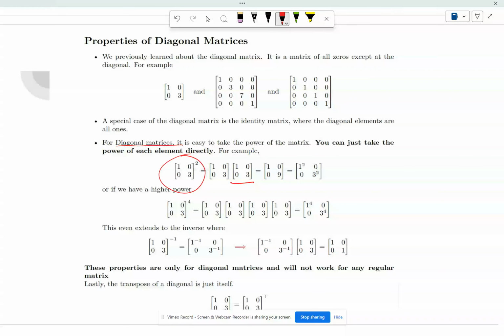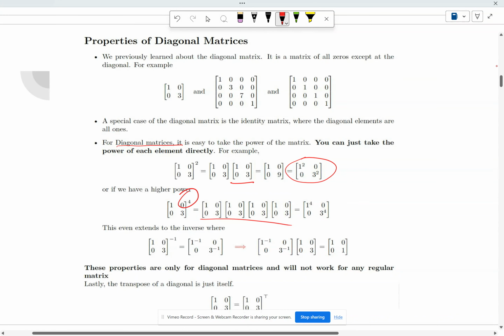Now, this is for power of 2, right? But if you have higher power, like power of 4, where you have to multiply 4 times, you can try multiplying it, but your final result is going to be this. So essentially, whatever power you have here, you can just take the power directly on the diagonal elements.